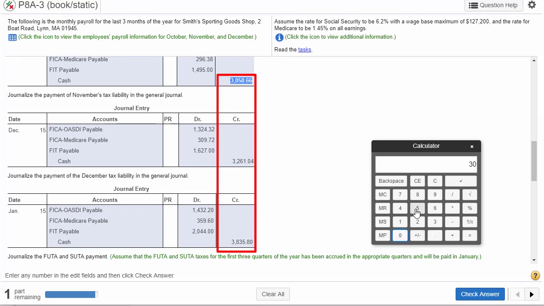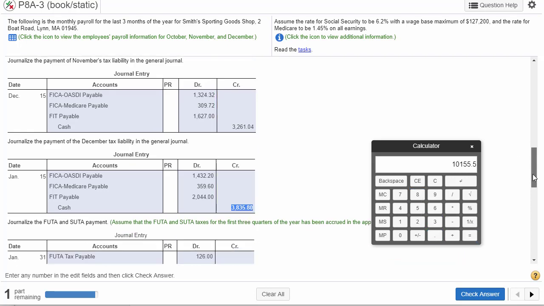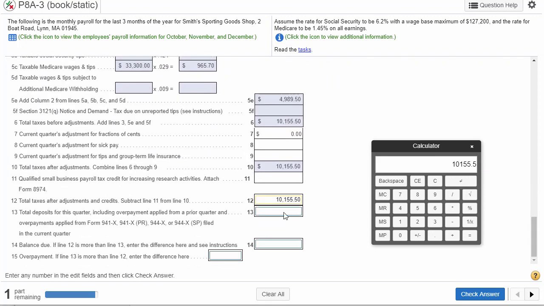3,058.66 plus 3,261.04 plus 3,835.8 equals 10,155.5. So that's our total deposits for the quarter.